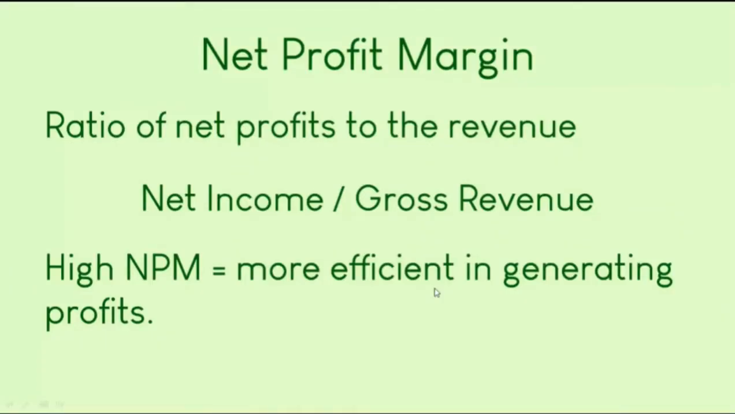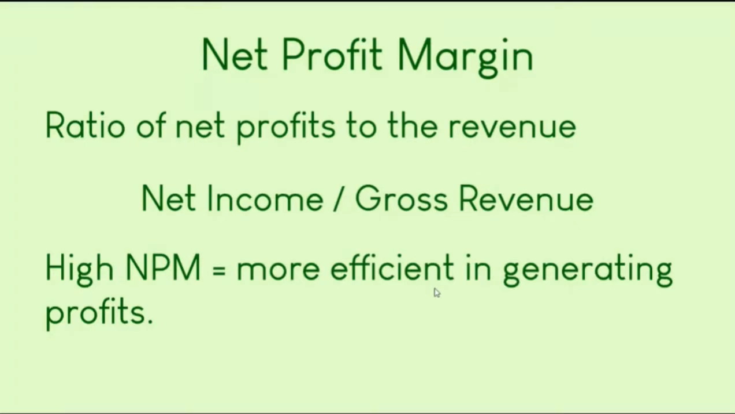Next, we go with the net profit margin. The net profit margin is essentially just the vertical analysis for the net income. So we have the net income divided by the gross revenue. So if we have a higher net profit margin, that means we are more efficient in generating profits. So malaki yung napupunta na allocation for our net income. Therefore, we have little to no expenses because we're going to judge this based on the percentage.